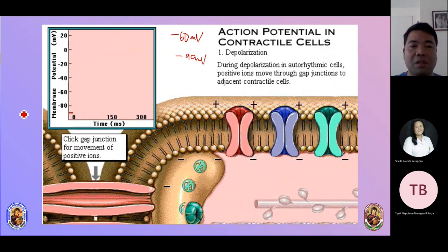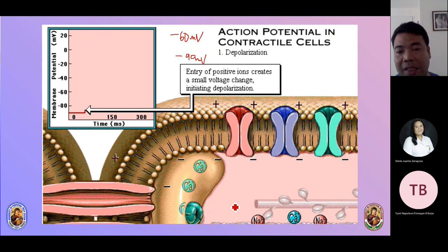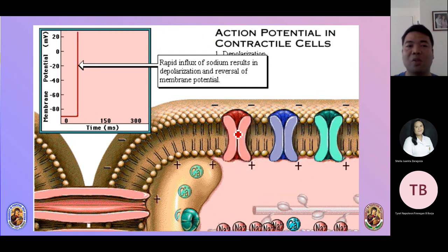If you will look at the gap junctions, it serves as the passageway for positive ions from the nodal cells transferring to the resting contractile cells. And the entry of these positive ions creates a small voltage change. And that small voltage change itself is already enough to open your fast sodium channel. And the opening of your fast sodium channel will result to, tingnan nyo, i-compare nyo kung gaano kabilis yung pagpasok ng sodium dito. Mas mabilis yung naging pagpasok ng sodium.